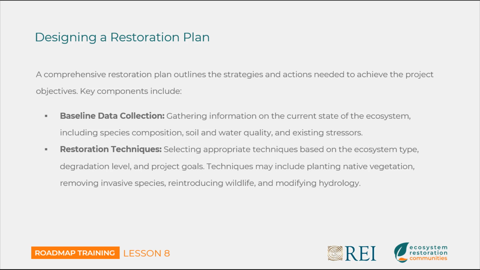Restoration techniques: selecting appropriate techniques based on the ecosystem type, the degradation level, and the project goals. Techniques may include replanting native vegetation, removing invasive species, eventually maybe reintroducing wildlife once the habitat is healthy enough, and possibly modifying the hydrology so that you're holding more water on the land. Maybe you're creating some ponds to slow the movement of water across the land and increase the groundwater recharge, different things like that.